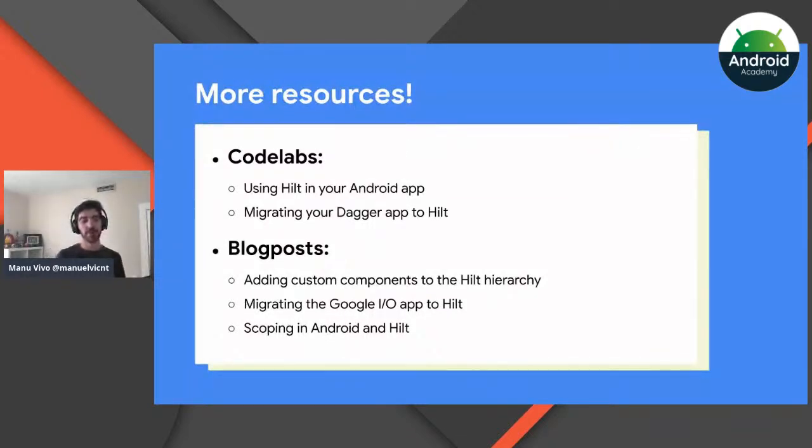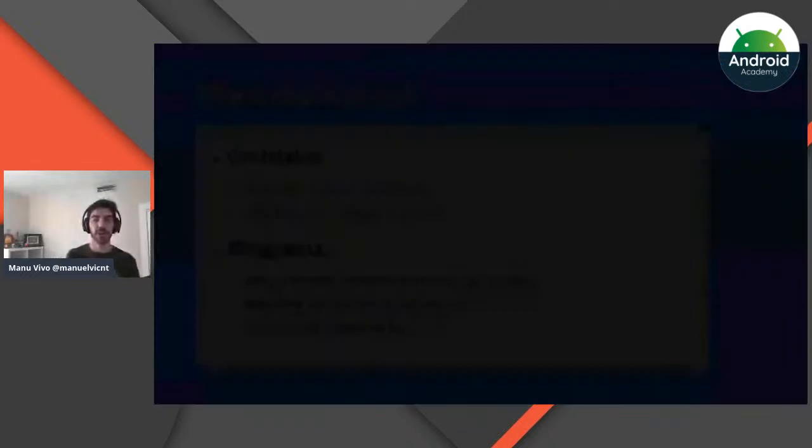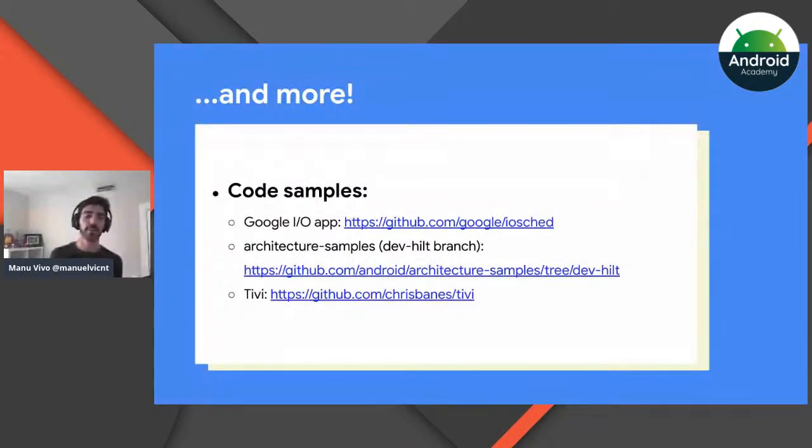And throughout this time, since June, we've been creating blog posts about Hilt. So you have how to add custom components, how we migrated the Google I/O app to Hilt, and how to scope in Android and Hilt. This is what I mentioned before. And obviously as well some code samples that you might want to check out to see how Hilt works in your Android app.